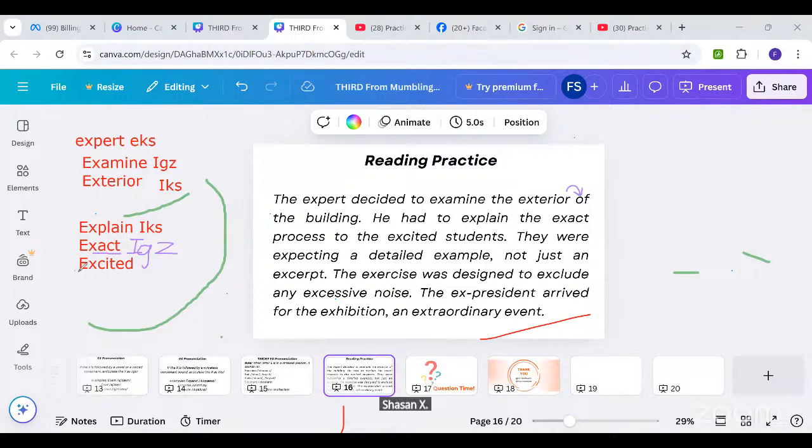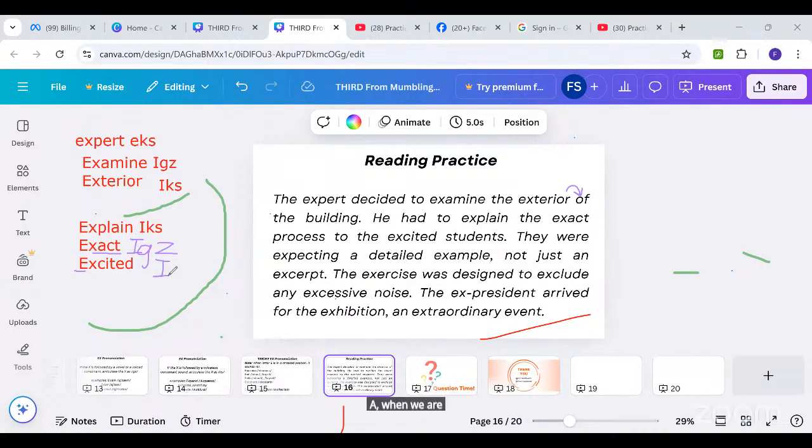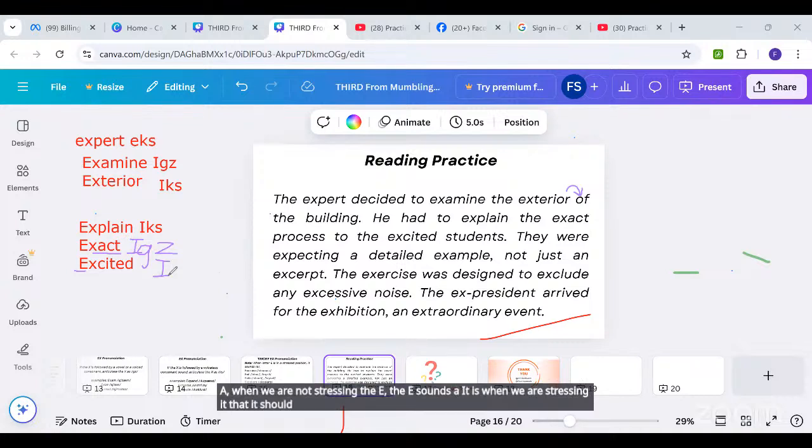Remember, we are not stressing it. If we are not stressing it, it should sound like the letter A, like when you say the letters of the alphabet: A, B, C, D. When we are not stressing the E, it sounds A. It is when we are stressing it that it should sound E. So we are not stressing the E, so it should sound A.